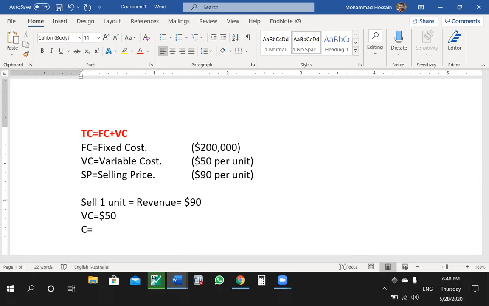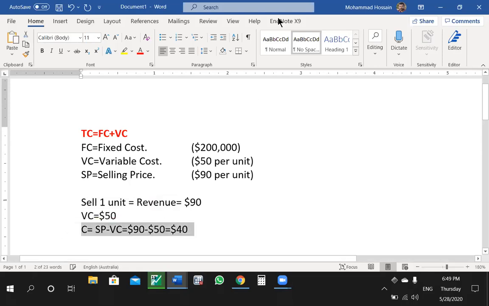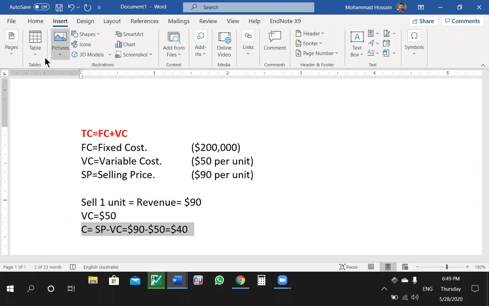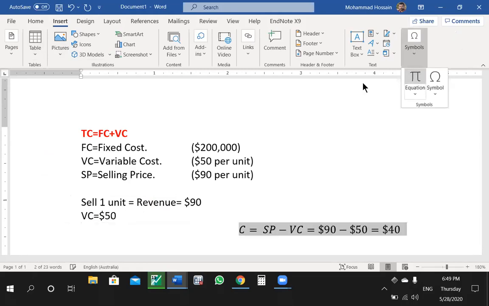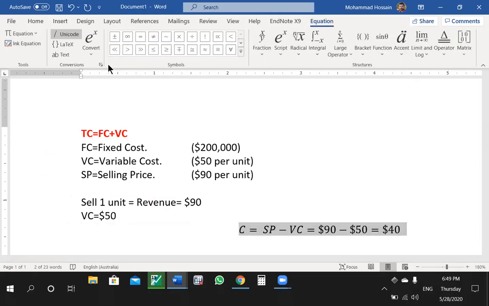I will just say here is $40 you got extra. How did you get this $40? You get it from selling price minus variable cost, which is equal to 90 minus 50, $40. That's the story. Okay. This is your situation now.